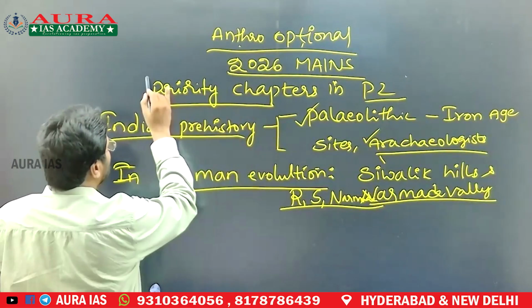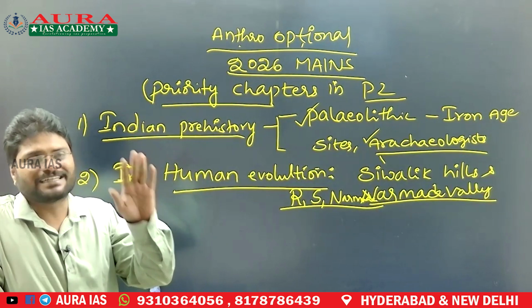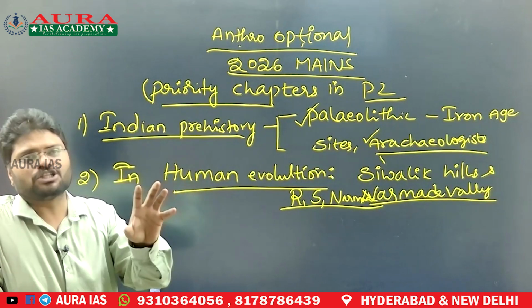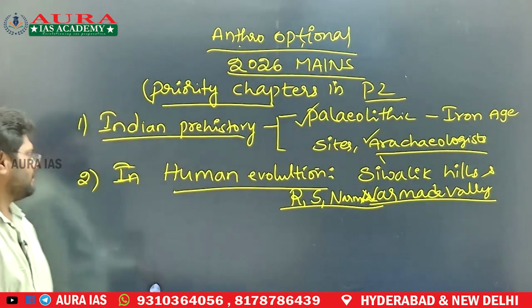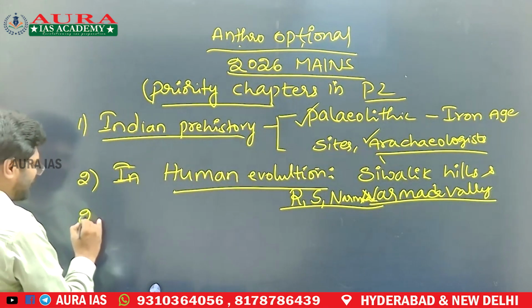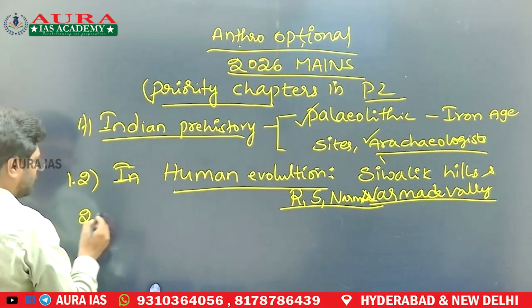That means if, due to time issues or any other reason, you want to quickly cover those chapters which get the most number of questions, this is the sequence, and you go directly to the second chapter. This is 1.1, and this is 1.2.